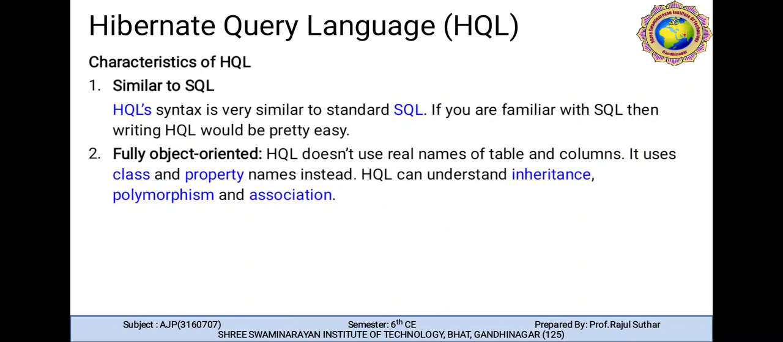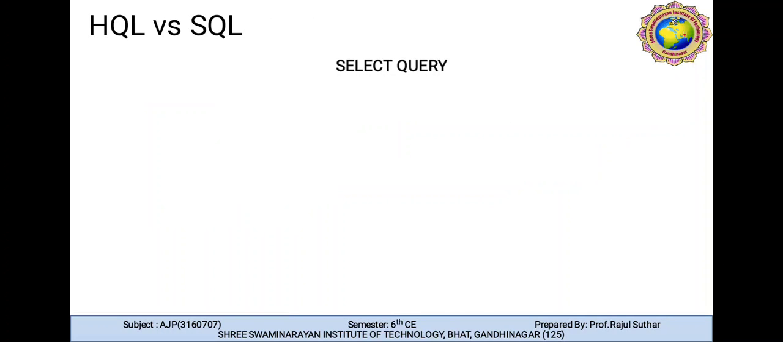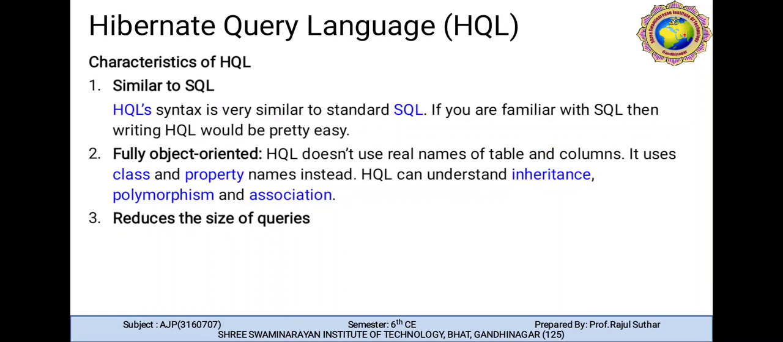It is fully object oriented. Previously we have discussed that everything is covered by classes instead of tables. So HQL doesn't use the real names of tables and columns; it uses class and property names instead of tables as well as columns. HQL can understand inheritance, polymorphism, association, abstraction, all things. So it is called fully object oriented. It reduces the size of the query, which means a limited query is required to retrieve the data from the database.